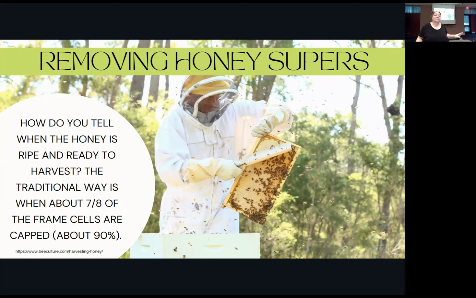And I'll tell you from experience, as a new beekeeper, I did it wrong. And I had bottles explode in my kitchen. It was not a fun mess to clean up. It was everywhere. So remember, you want your honey frames to be capped at least 7/8 or 90% of the way. You don't want open nectar going into your extraction because that gives you the potential to have too high of a moisture content.